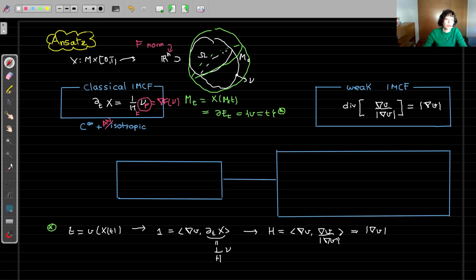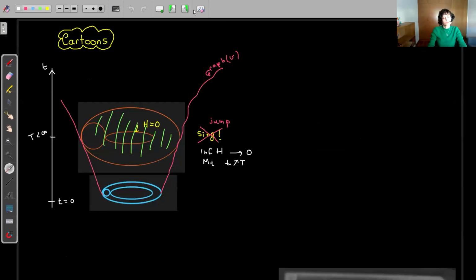And look what we have done: we have transformed a parabolic PDE into an elliptic one. And where this equation is defined is easier to see in the picture.